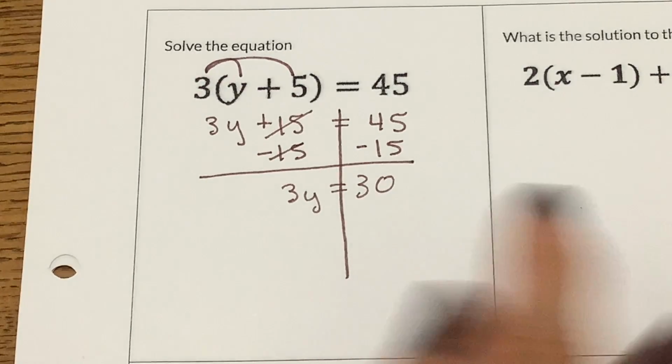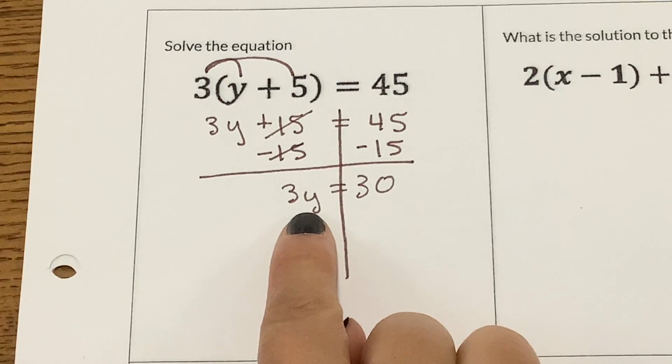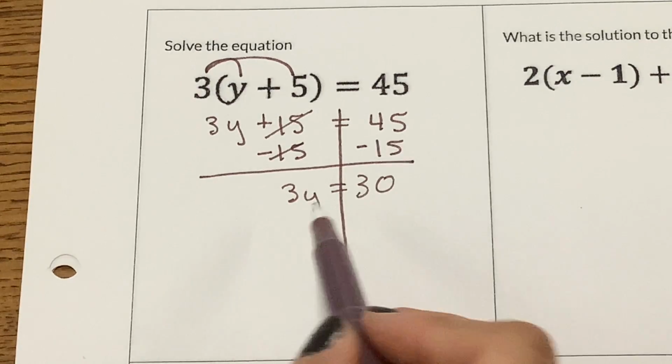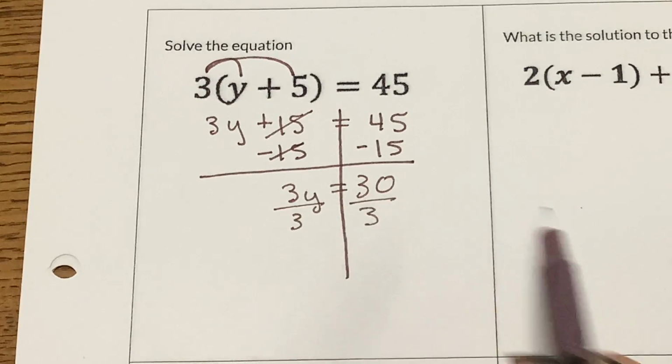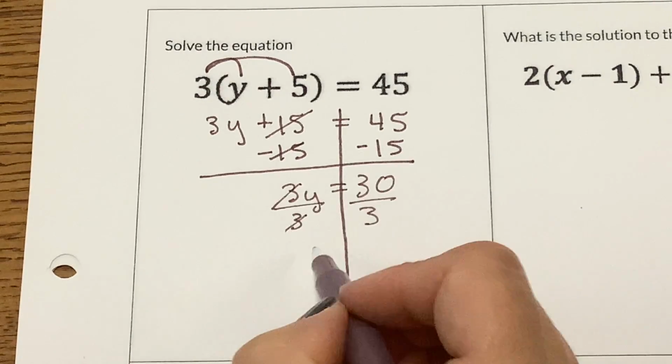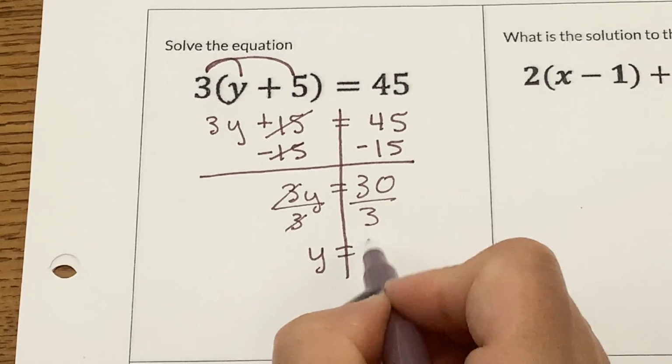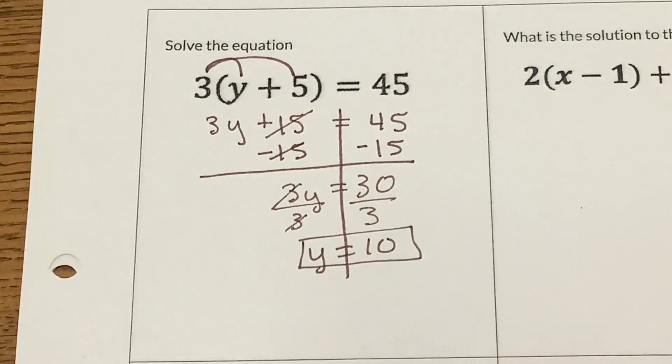And then from here, we need to isolate our variable by using multiplication or division. We're going to divide. 3 divided by 3 is 1. 1 times y is y. And 30 divided by 3 is 10. Next example.